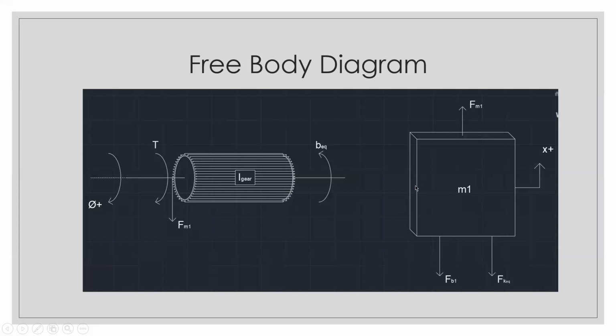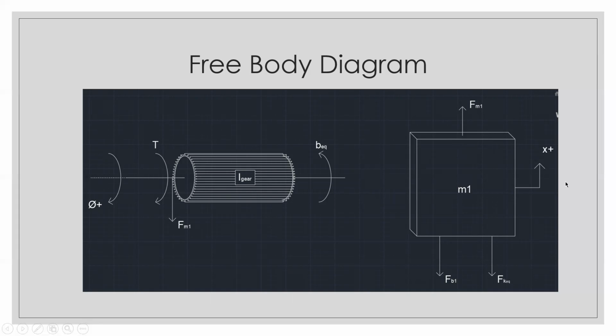So here we have our free body diagrams, and as you can see, we summed up the two dampers right here with B equivalent in the opposite direction of the torque that's being applied. And we also have that gear train translated as the force of M1. Now, that is not to be confused with gravity. This is simply the force of this block and that connection that they have.